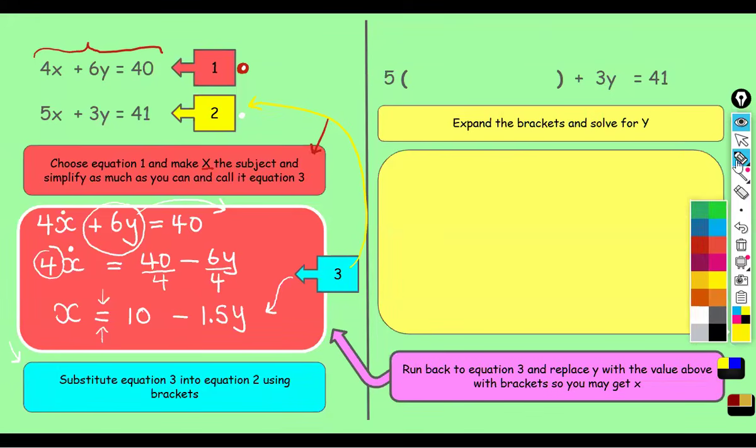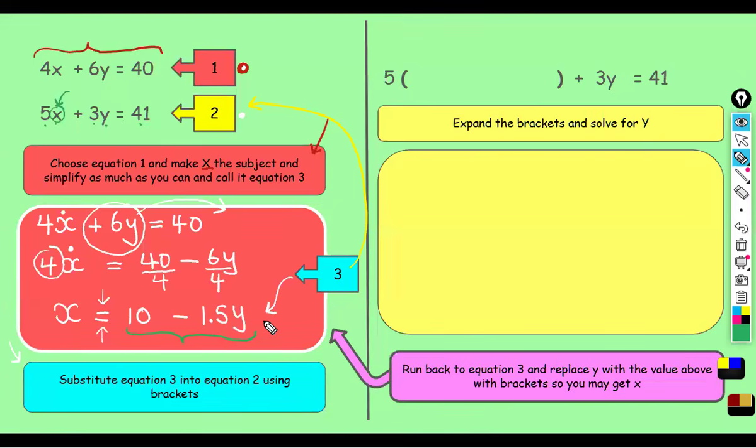Now, if you look carefully at equation 2, it says 5x plus 3y is equal to 41. You notice equation 2 has an x here. How about this? Isn't x the same thing as 10 minus 1.5y? So here's what we're going to do. We're going to go to equation 2, and you see this x here? We're going to kick him out. We're going to say, get out, Mr. X. We don't like you anymore. And we're going to replace it with 10 minus 1.5y.